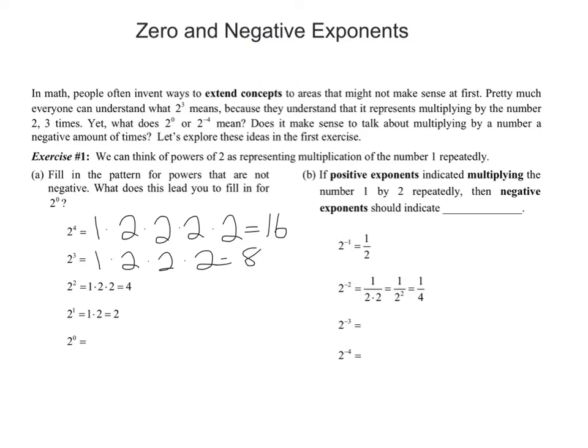The pattern for 2 to the first would be 1 times 2 equals 2. So therefore, if we continue the same pattern, 2 to the 0 power would be 1. B. If positive exponents indicate multiplying the number 1 by 2 repeatedly, then negative exponents should indicate division. Let's fill the word division in.